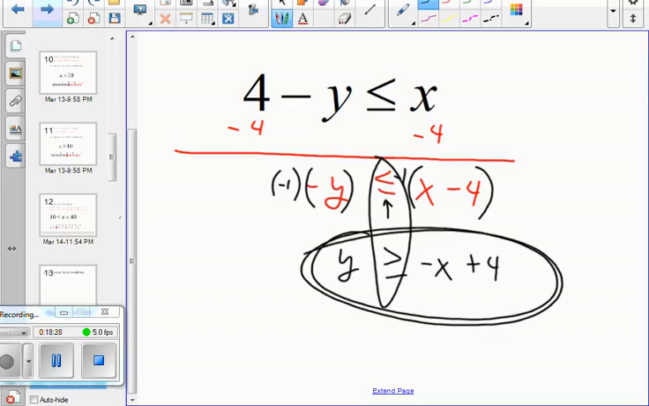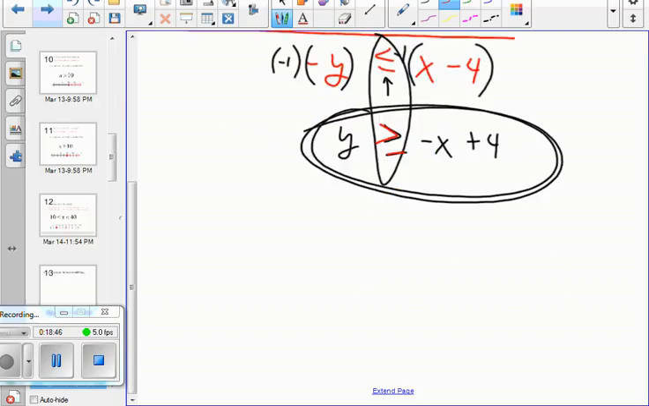It's so simple. If it says greater, does that sound like above or below to you? Above, and it is. As long as you solve it for y, then you can just do what it sounds like. If it says greater, you go above it. If it says less, you go below it. Okay, so let's graph this line. Where is the line y equals negative x plus 4?